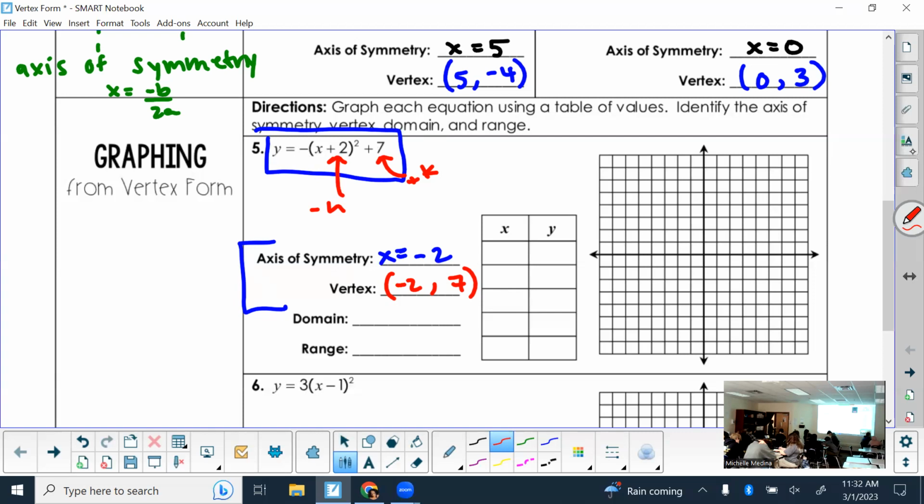All right, so for these, to make your table, put your vertex in the middle row. That way, you can pick some X values before the middle and after the middle. That would be the best way to see that U shape. So what are some numbers before -2? -3 and -4. What are some numbers after -2? And 0. Good. Do you know how to find Y?